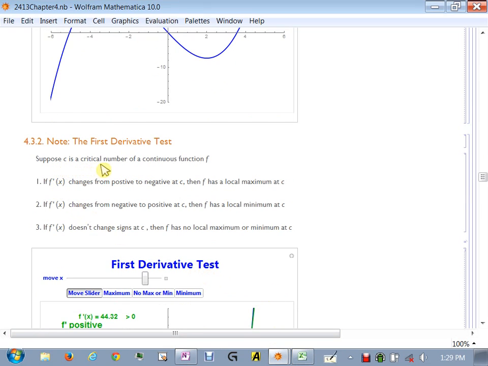Suppose C is a critical number of a continuous function. Critical number meant somewhere where the derivative was what? 0 or did not exist. We didn't look at that, did we? For this problem? Not yet, right? But this says if we have a critical number and the derivative changes from positive to negative at that critical number, then it's a local max. If it goes from negative to positive, then it's a local min. If it doesn't change signs, then it's not a local max or min.